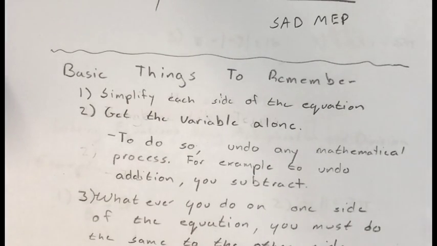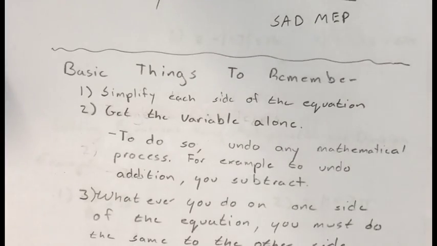Three, this is a big one. Whatever you do on one side of the equation, you must do the same to the other side. You have to keep the equation balanced, okay? Because if you don't do it to the other side, the equation is not going to be solved correctly. So whatever you do to one side, if you subtract from one side of the equation, you must subtract on the other side. And so these are some very basic rules to keep in mind.